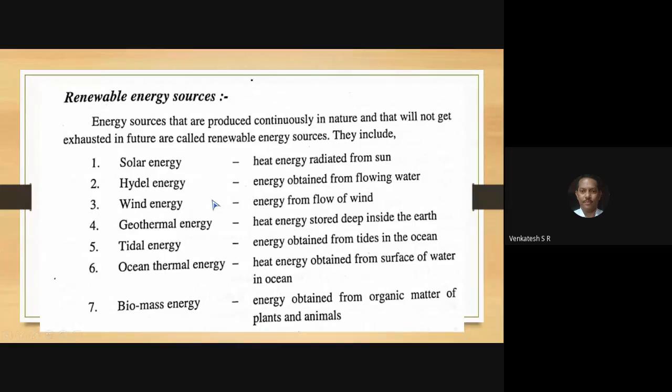Next, come to the point, geothermal energy. Okay, remember all of you, geothermal, the name itself: it is the energy stored deep inside the earth. Energy stored deep inside the earth is called geothermal energy.